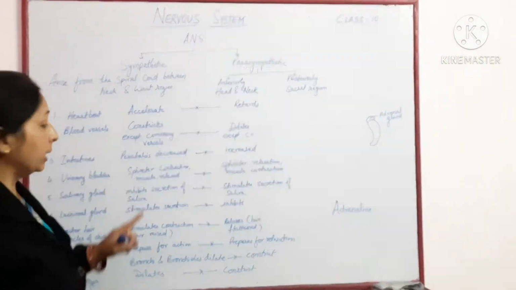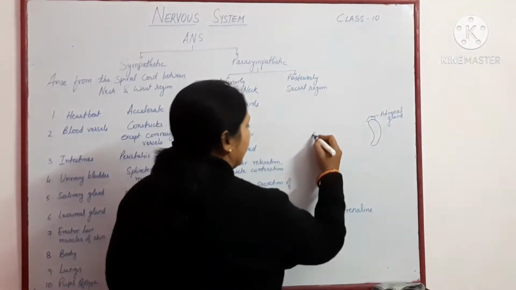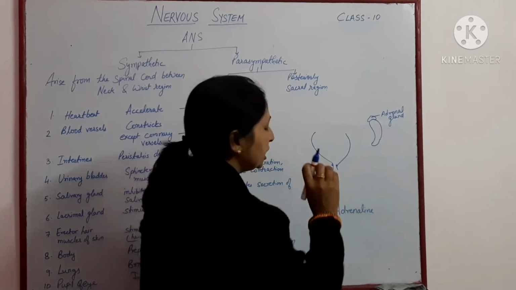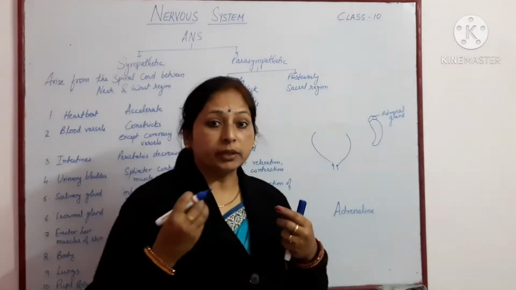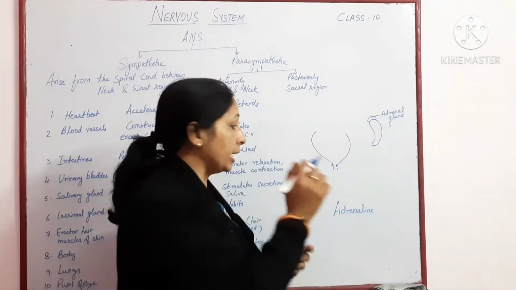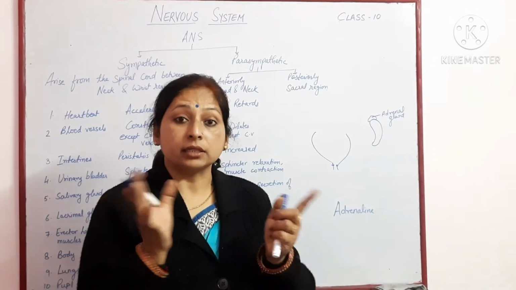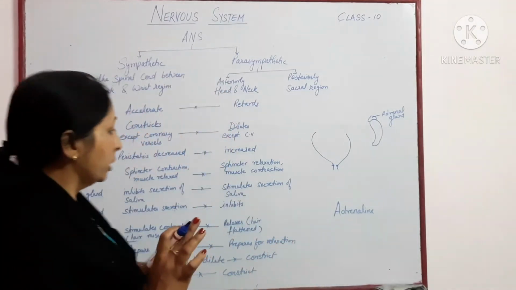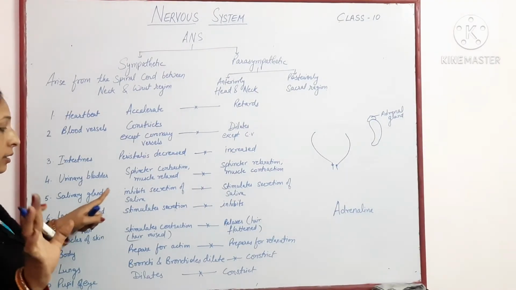Urinary bladder: the sphincter muscles are present here, which control the urination process. Urine is released by the process termed micturition, and when this sphincter contracts, it holds the urine inside the bladder. At that time the bladder is in a relaxed condition, the bladder is full but relaxed, while the sphincter muscle is constricted. So there is contraction of the sphincter, but the bladder muscles are relaxed.